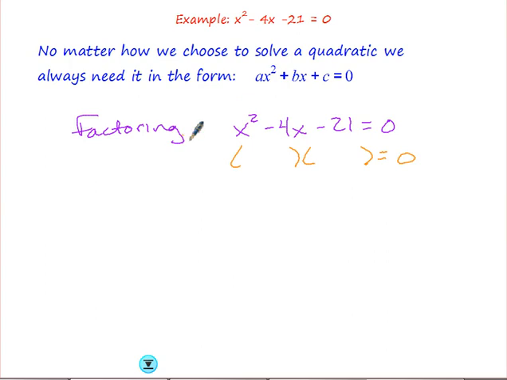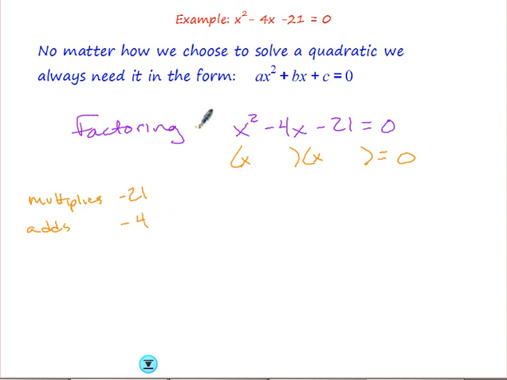Like we said up front, it's FOIL in reverse. So FOIL was first, outer, inner, last. And that's basically what we're going to do here. To get the first term, it was the first times the first. So that's x times x. To get the middle term, we add these two numbers, and to get the last term, we multiply these two numbers. So I'm looking for two numbers that multiply to negative 21 and add to negative 4.